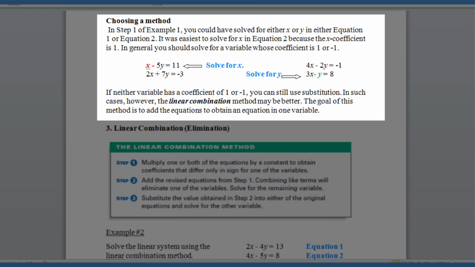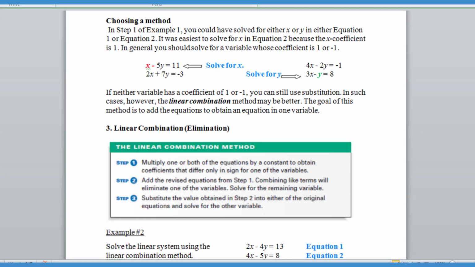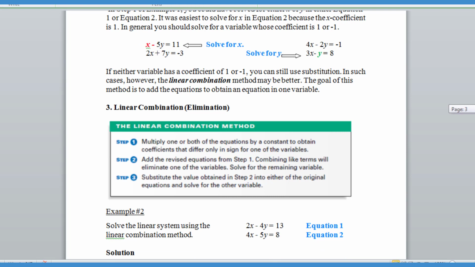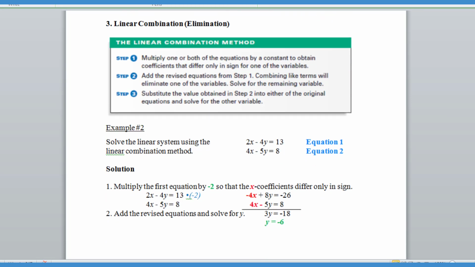Now, if we get an example that actually does not have a coefficient of 1 or -1, then what we're going to want to do is move on to the linear combination method. The linear combination method has been referred to as the elimination method informally in a lot of textbooks, and a lot of teachers use that language. So be aware that if your teacher uses linear combination or elimination, they basically mean the same thing. And so let's take a look at what we're going to be doing here in linear combination.